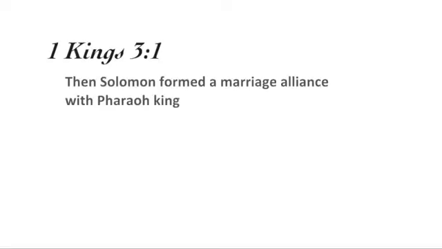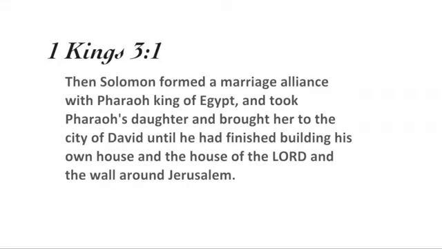The first such marriage, early in his reign, was to the daughter of Pharaoh. We read that in 1 Kings 3:1 and 1 Kings 9:16 and 24. And she, this daughter of Pharaoh, then practiced her idolatry even within the holy city of Jerusalem. Then Solomon formed a marriage alliance with Pharaoh, king of Egypt, and took Pharaoh's daughter and brought her to the city of David until he had finished building his own house and the house of the Lord and the wall around Jerusalem.